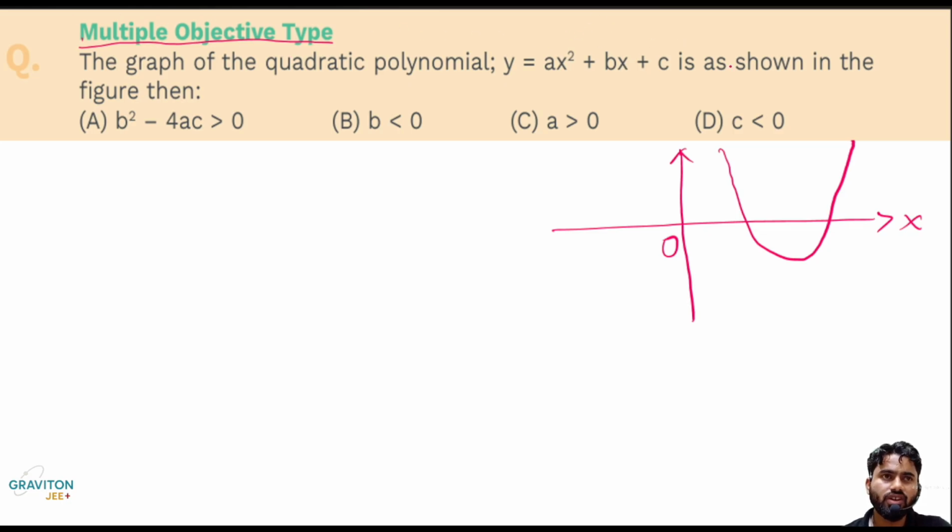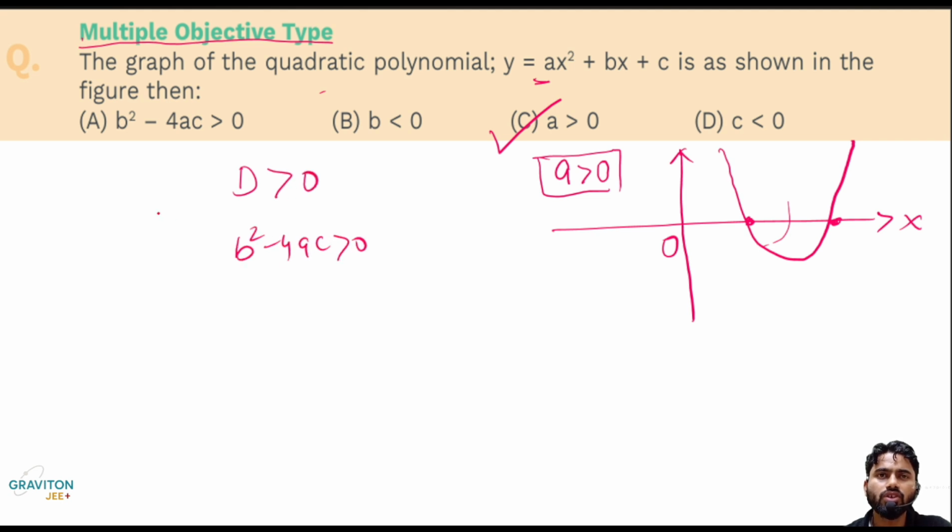So first I give you this type of expression, right? Here you saw that it is a parabola facing upward. So whenever a parabola faces upward, the leading coefficient should be positive. And what is the leading coefficient here? A. So A should be positive. So option C will be correct. Now we will check the next option. It has two distinct roots, and whenever there are two distinct roots, D should be positive. B square minus 4ac should be positive. Your option A will also be correct.